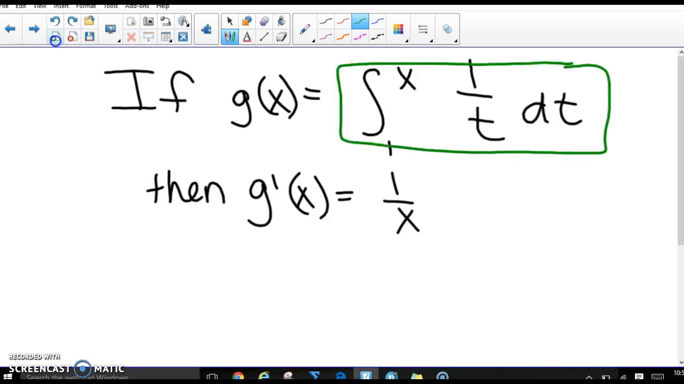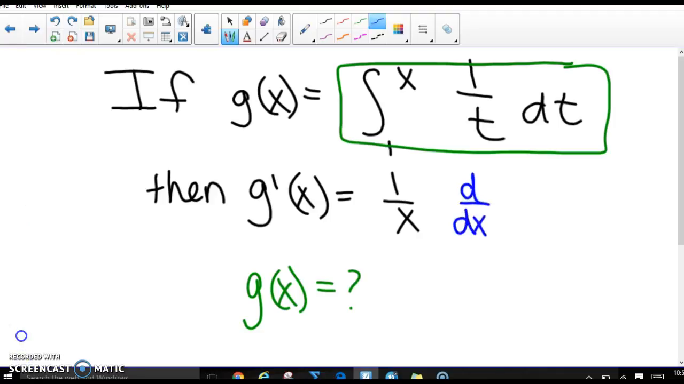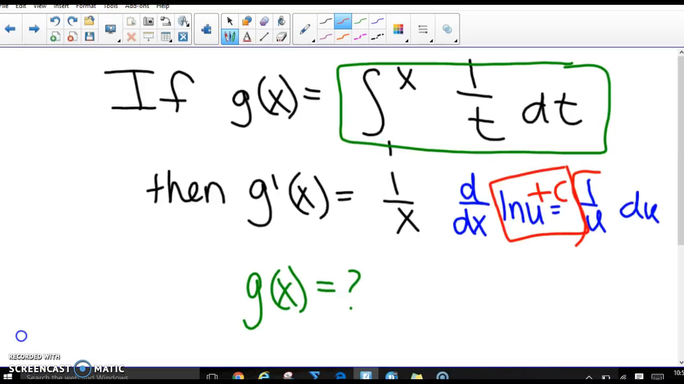But really, if I were going to say that g of x is given to me, I probably wouldn't want g of x as an integral. I would want g of x as some function. And we're going to try to figure out what that function is. Let's remember that if I wanted the derivative of the natural log of u, I would get 1 over u du dx, u prime over u, however it is that you would write that. And what we're trying to do is actually integrate. So for the problem I just wrote, if I integrated the right side, that would get me back to the natural log of u plus c.